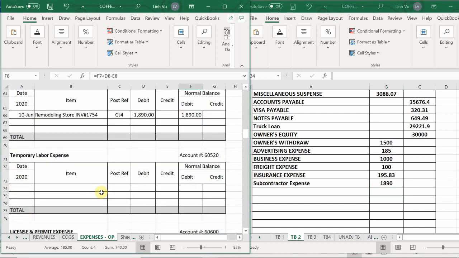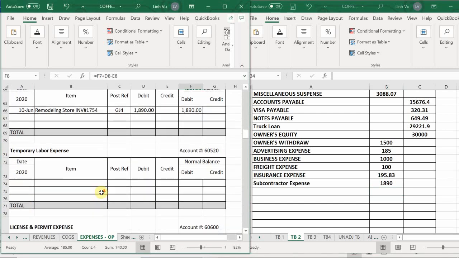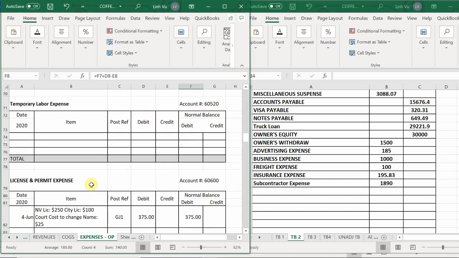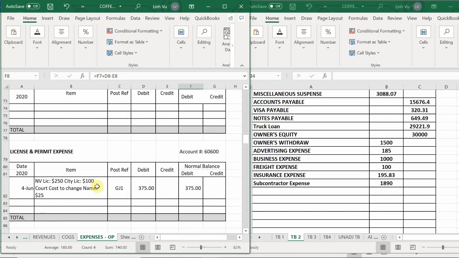No temporary labor just yet, right? We're going to pay the temporary work agency on the 21st. So in this case, we will be incurring temporary labor expense, just not right now. Okay. Let's see what's next.